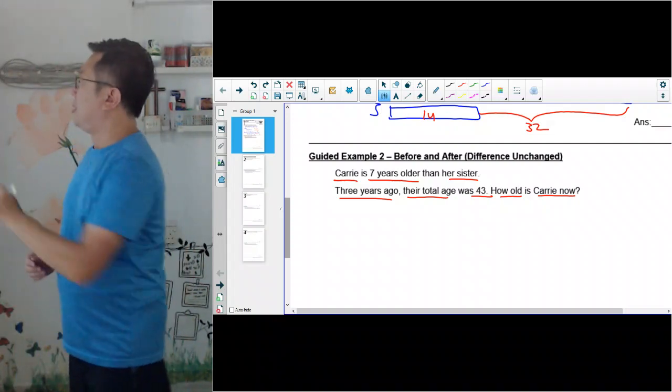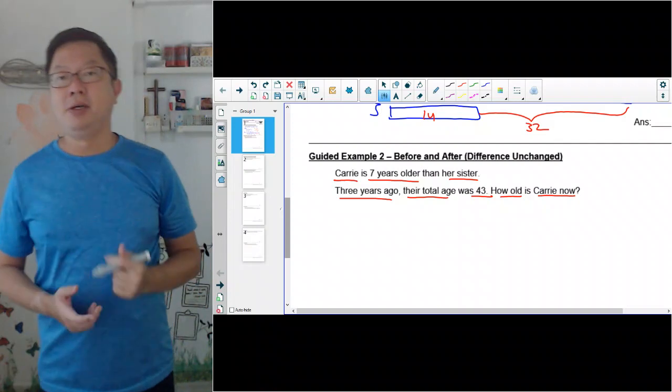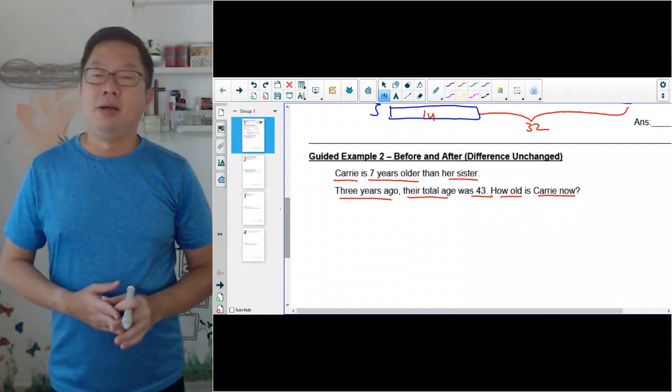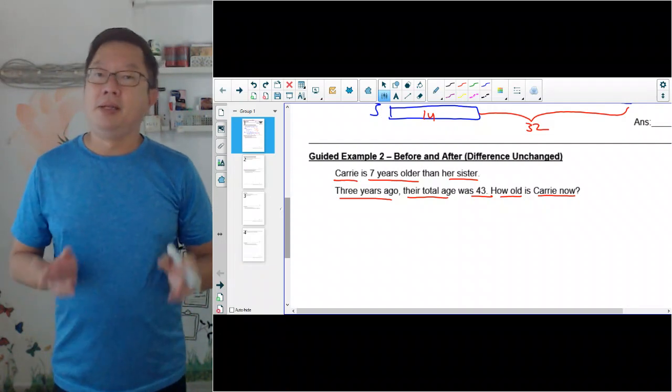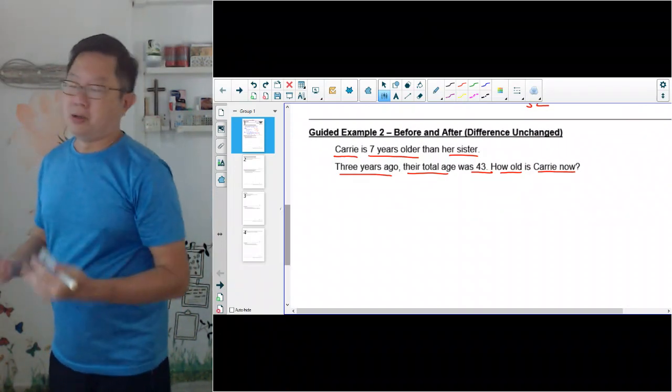Now, when you draw a model, everybody has a different way of drawing. So my model is not the same as yours. When you try to draw out this model, it will be different, but you are still using the method called model drawing. So how do we draw this model?